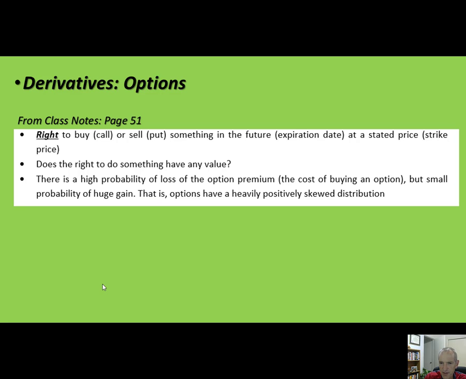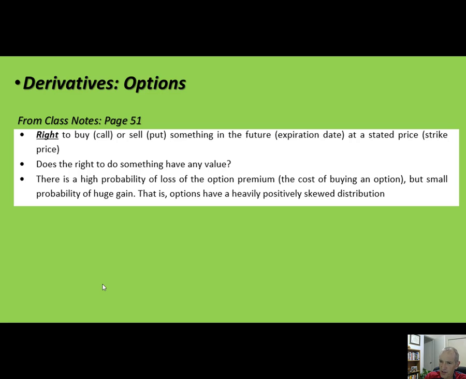So again, an option is the right to buy, that's called a call, or the right to sell, that's called a put, something in the future at some expiration date at a stated price. We call that the strike price. So does the right to do something have any value? You're going to have to pay money to have this right. And you have a really high probability of losing that entire amount that you invest. So why would anyone do that? Well, because you have a small probability of a humongous gain.